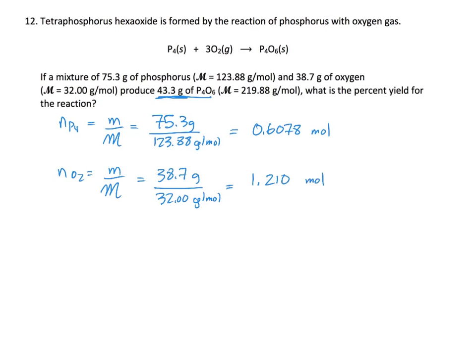All right, there's clearly more oxygen than there is phosphorus here in terms of moles, but we have to keep in mind we have this ratio of 1 to 3 in our balanced equation. So what we can do to find out what's limiting is divide each of these numbers by the coefficient in front of it in the equation. So that's what we'll do for the phosphorus. Divided by 1, 0.6078. And for the oxygen, there's a 3 in front of it, so it gets divided by 3 and becomes 0.403. This one is smaller. That means the oxygen will be limiting.